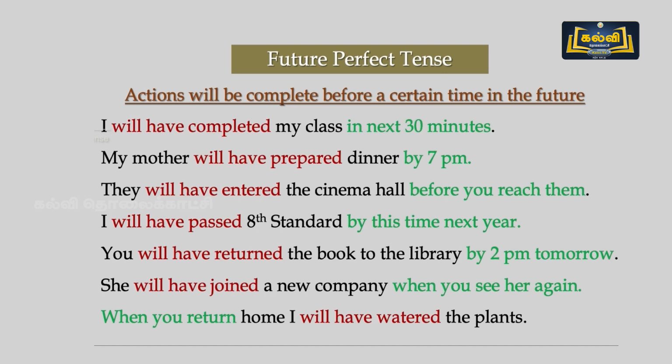I will have completed my class in next 30 minutes. Probably in next 5-10 minutes, I'll finish my class. So, I can express like, I will have completed my class in next 10 minutes. I mean, in the next 10 minutes, my class will be over. My mother will have prepared dinner by 7 p.m. It means when you reach home at 7 p.m., already your mother will have completed her work. You are predicting. So, actions which will be complete before a certain time in the future. They will have entered the cinema hall before you reach them.